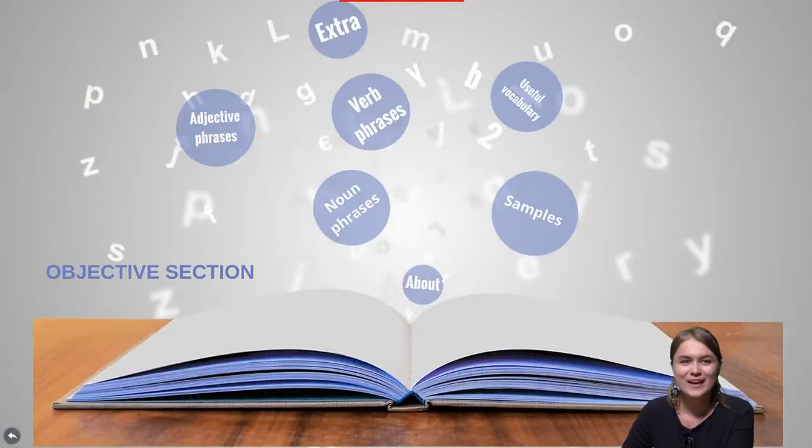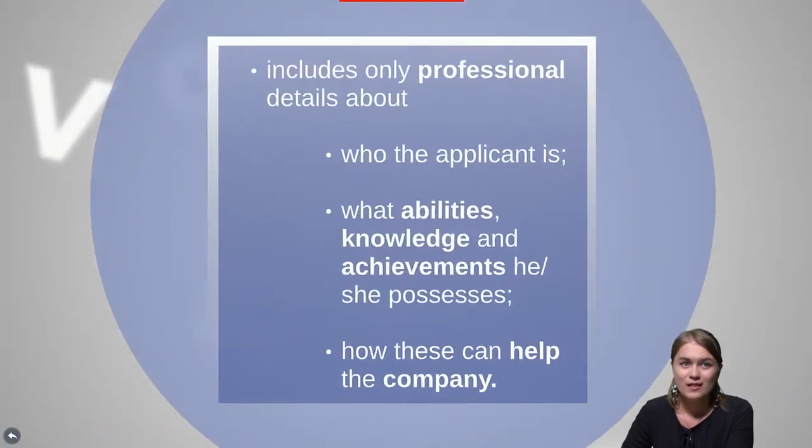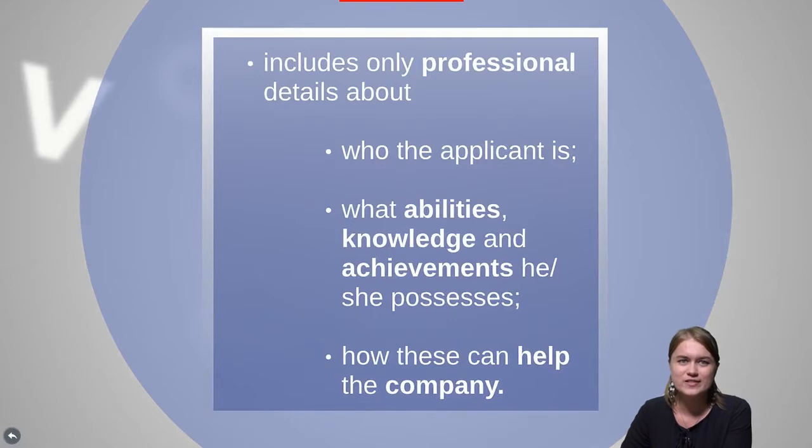Hi guys! In week 3 we will learn how to write the objective part. This part includes only professional details about who the applicant is, what abilities, knowledge and achievement he or she possesses, and how these could help the company. So again, it should be professional abilities, knowledge and achievement helping the company. So it's mostly about how you can help the company, not how you can benefit from this job.